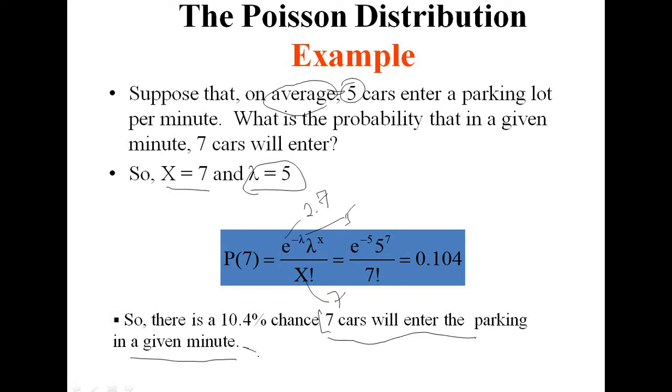Okay, so this is, I just copied back from the question, because the question says 7 cars enter the parking lot per minute, or in a given minute.